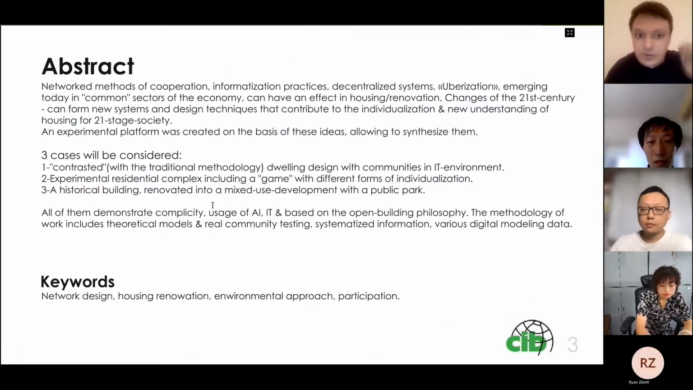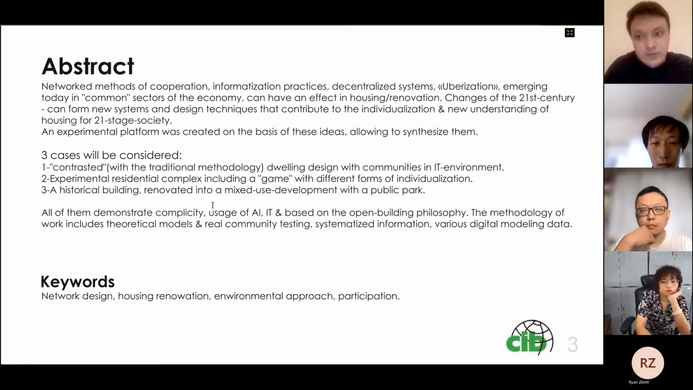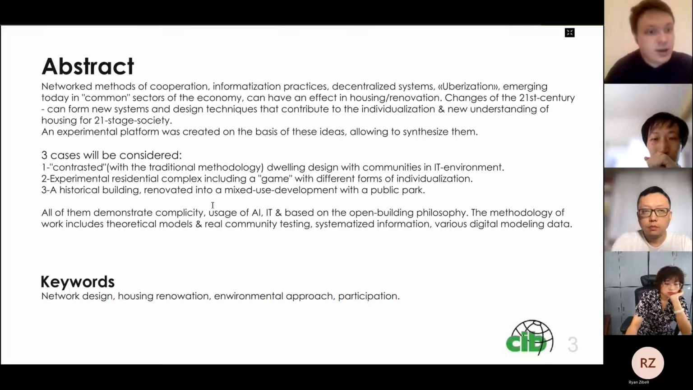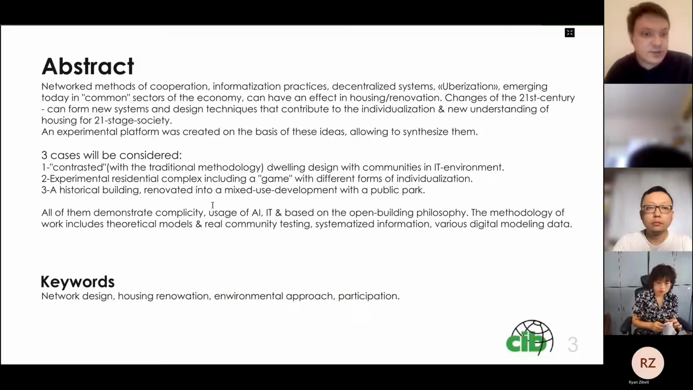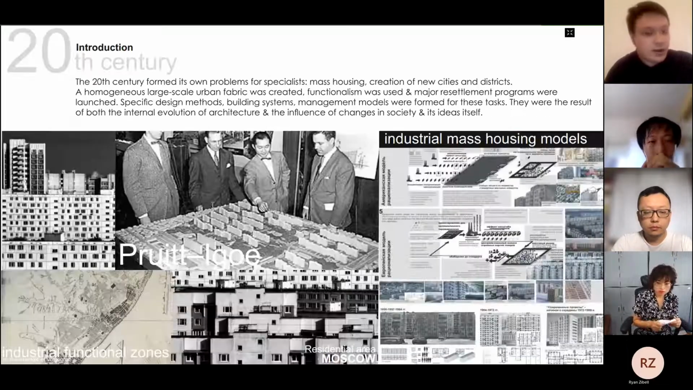So network methods of cooperation, implementation practices, decentralized systems, cyberization emerging today in common sectors of the economy can have an effect in housing and renovation. And changes of the 21st century can form new systems and design techniques that contribute to the individualization and new understanding of housing. So in this presentation, 3 cases will be considered, which illustrate network methods.